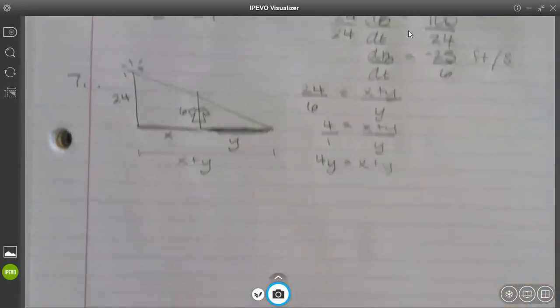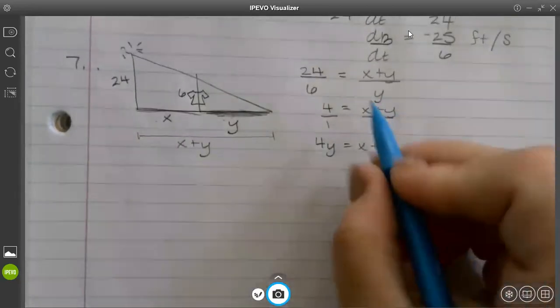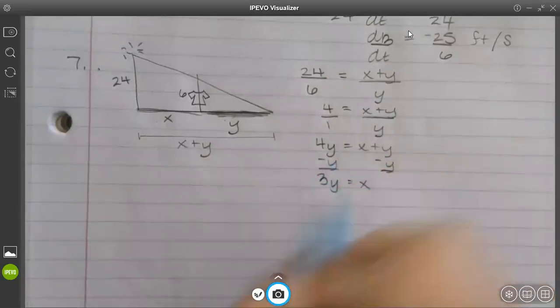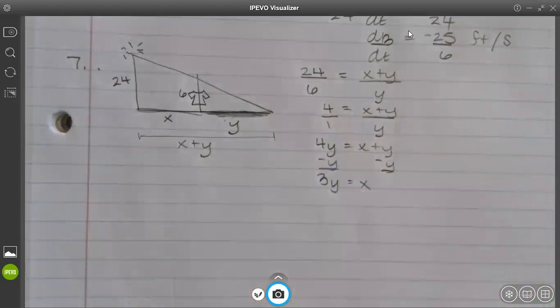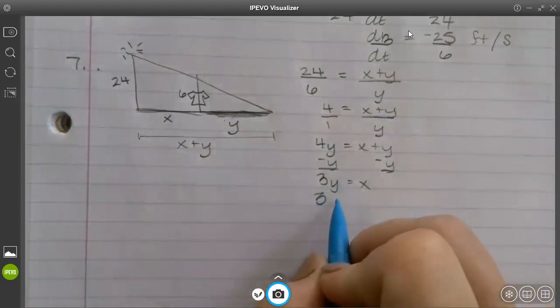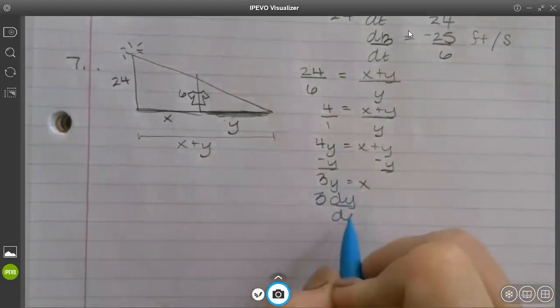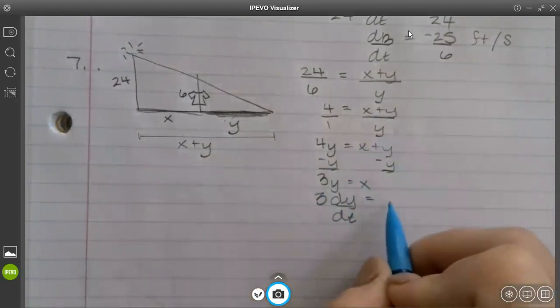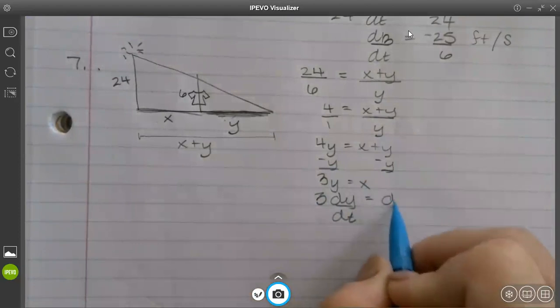What can I do now? Yeah, get your Y's together. This is the equation that you're going to derive. That's much easier to derive than the 24 over 6 and X plus Y over Y. All right, so derive this for me. 3 dy over dt equals dx over dt.